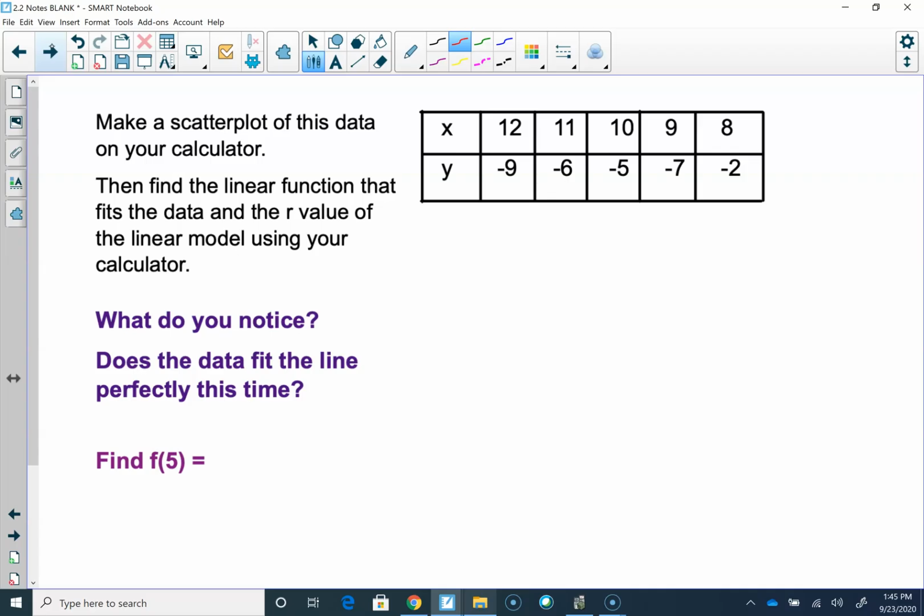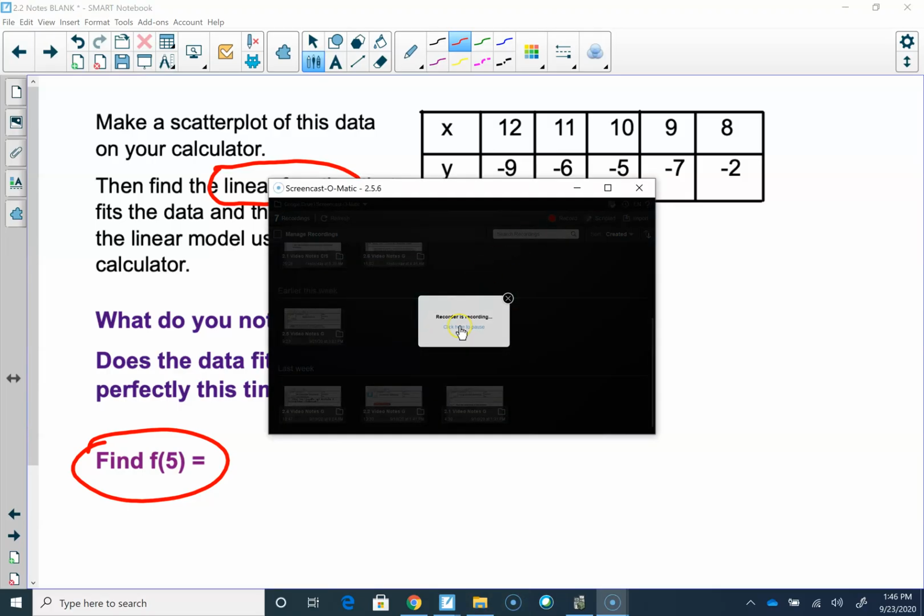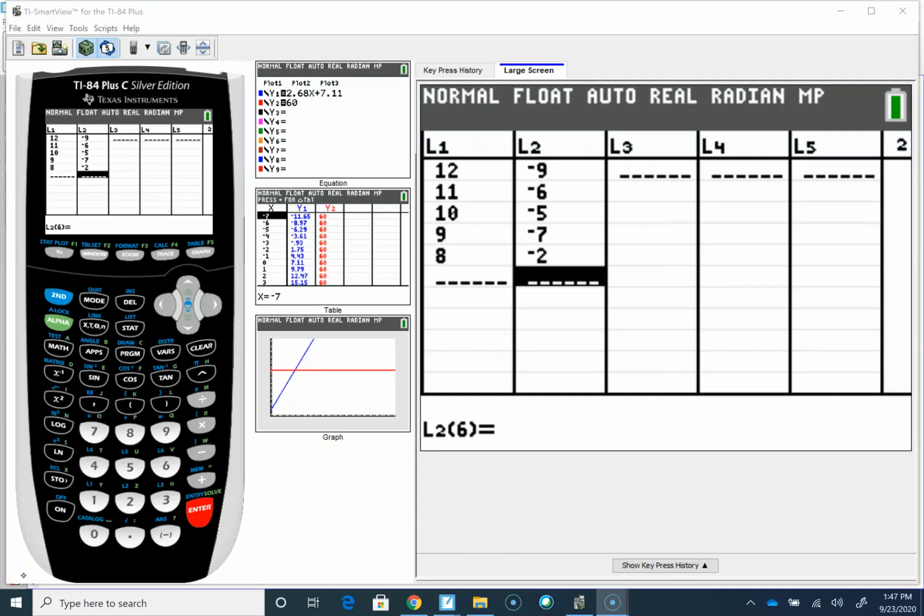Next one, make a scatter plot of the data, then find the linear function. So again, noticing it asking for linear. And then find the r squared value. What do you notice? And then I want you to find f of 5. So if you want to pause your video right now and put that in your calculator, that would be great. So I put those in my calculator, and now I'm going to take the stats.